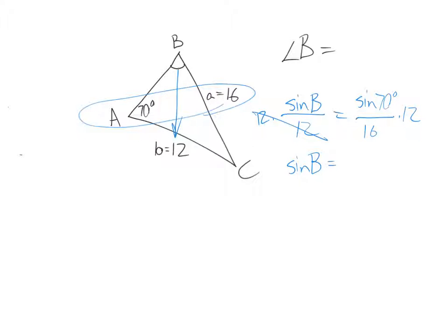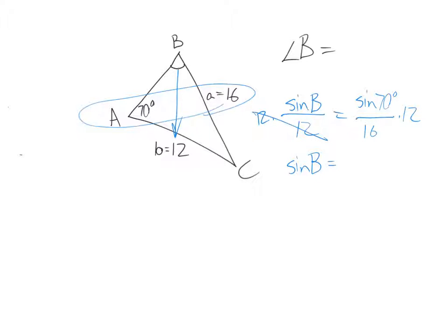What'd you guys have? Once you had sine of B equals something. 16 sine B equals 12 sine 16. And then when I did 12 sine 60, that equals 10.392. You always told us to round to the third.